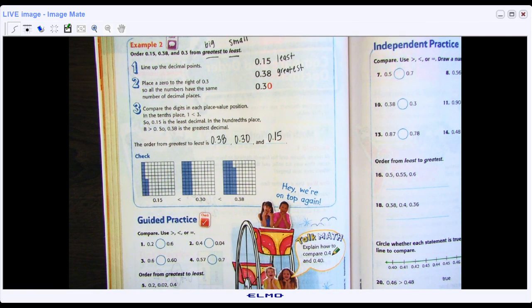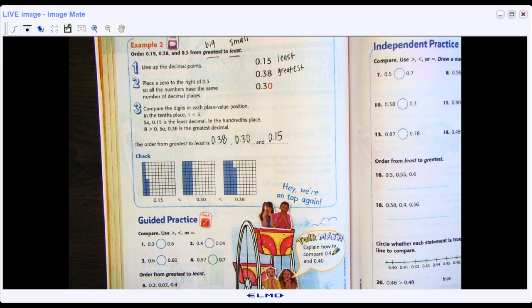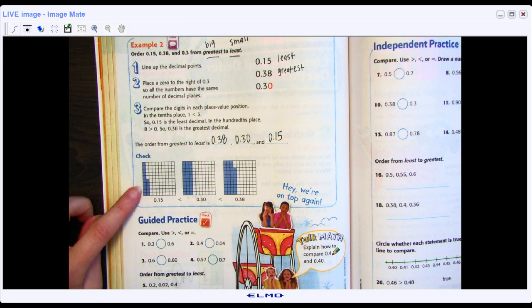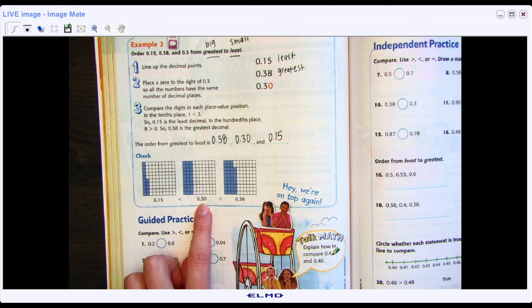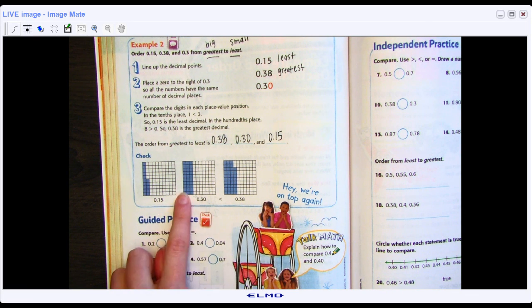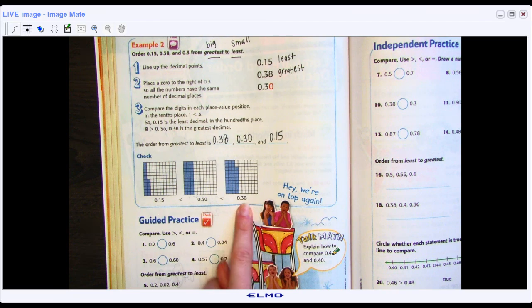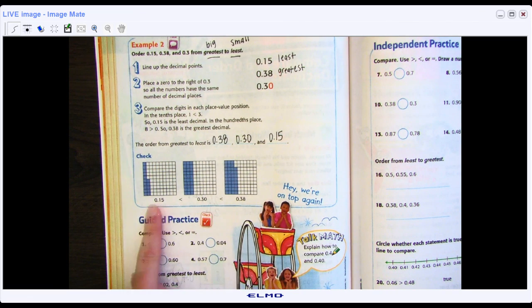And then also they gave us a good visual to check it. They kind of wrote it backwards though. I don't really like that. They should have done it, the 38 hundredths should have been here, but we can still see it. The 15 hundredths only has 15 little squares drawn in, so that is obviously smaller than this 30 hundredths right here, which is more. And then 38, it's not much bigger, but it is bigger than this 30 hundredths. So 38 hundredths was biggest, then 30 hundredths, then 15.